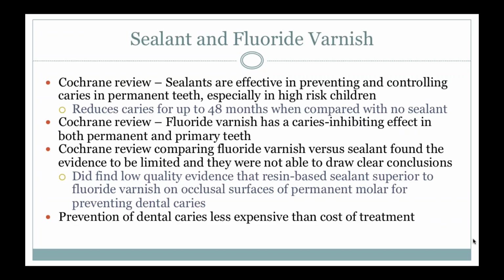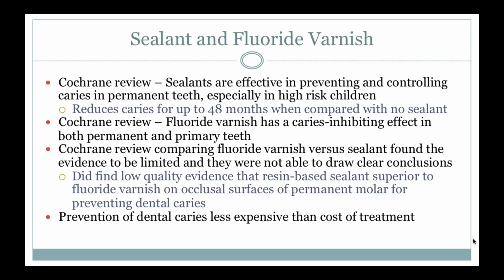So just on sealant and fluoride varnish: a Cochrane review found that sealant is very effective in preventing and controlling caries in permanent teeth, especially in high-risk children. It reduces caries for up to 48 months when compared with no sealant. The Cochrane review also looked at fluoride varnish and found that it has a caries inhibiting effect in both permanent and primary teeth.